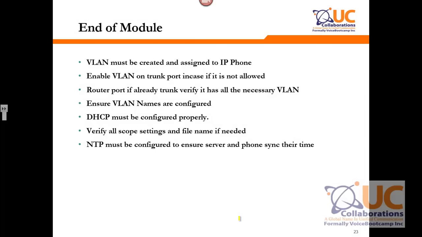So the conclusion of this module is that you must create VLANs, assign them to the IP phone, enable the VLAN on a trunk port in case it is not allowed, or verify the port if it is already a trunk, verify that all the necessary VLANs are configured, ensure VLAN names are configured, DHCP must be defined properly, as incorrect information will cause unnecessary troubleshooting, verify all the scope settings, and ensure that NTP is configured properly.